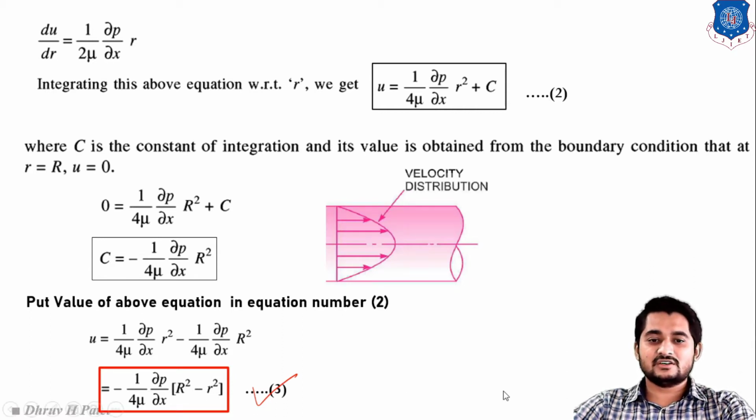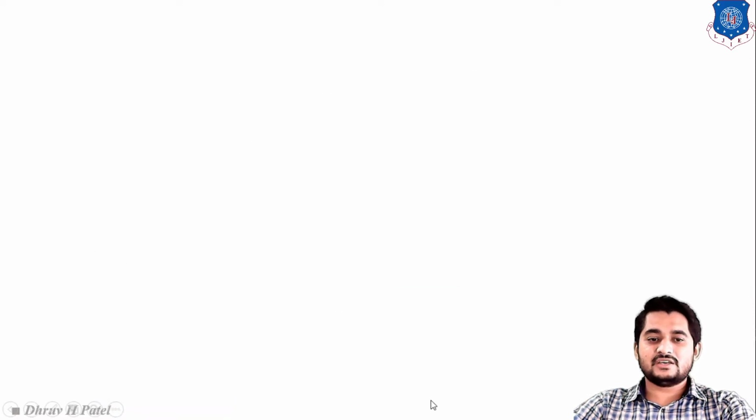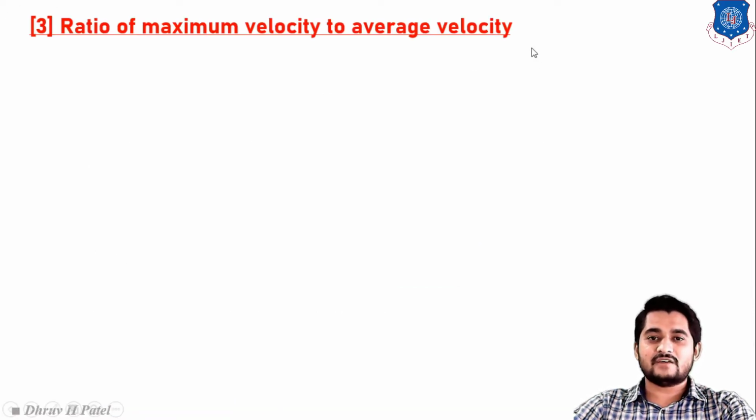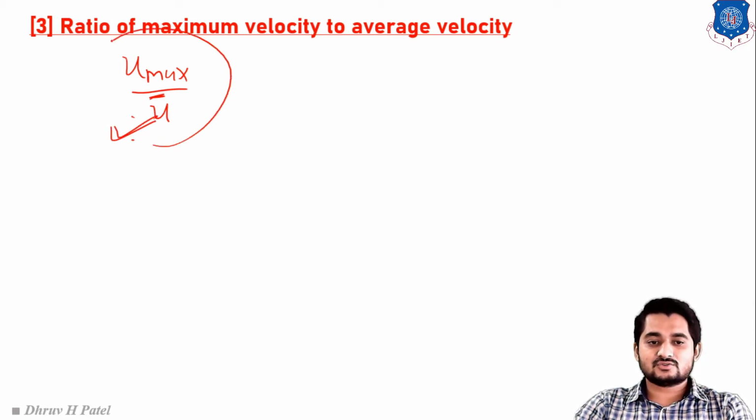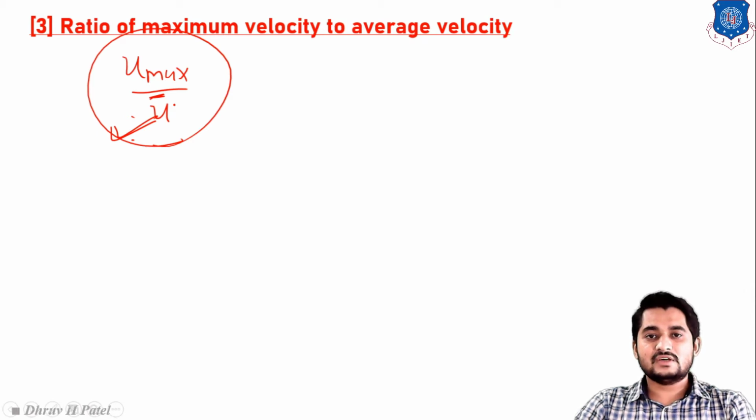Now let us move ahead. Our next topic will be the ratio of the maximum to the average velocity. Remember students, this is the third segment of the Hagen-Poiseuille equation. So we have to find the ratio of maximum velocity, that means u maximum, to the u average. Here for the u average we write u bar. So we have to find u maximum to u average.